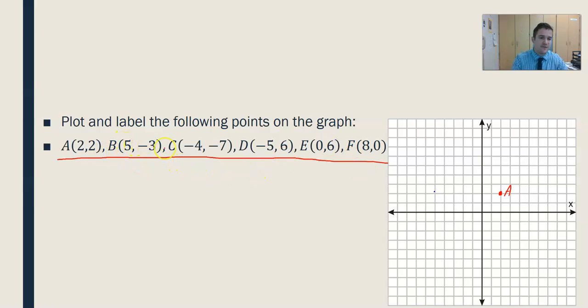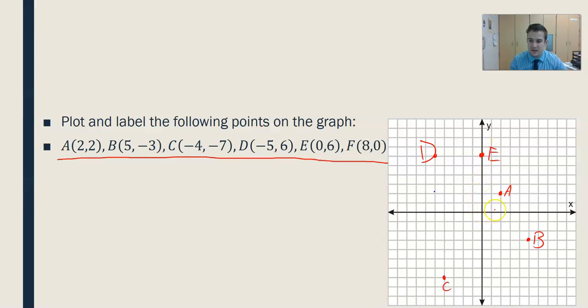Point B is going to be 5 in the X direction, 1, 2, 3, 4, 5, and negative 3 in the Y direction, or down 3. This would be B. C is going to be negative 4 in the X direction, down 1, 2, 3, 4, 5, 6, 7 in the Y direction. D is going to be negative 5 in the X direction, 6 in the Y direction.